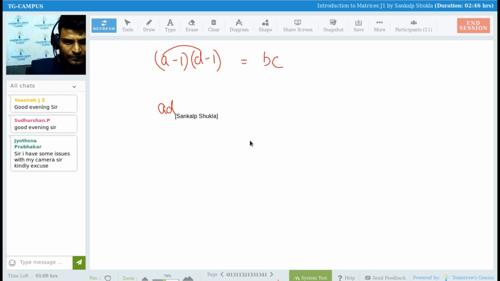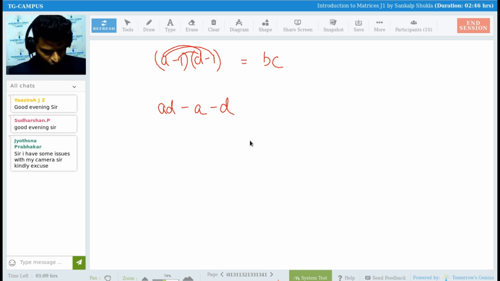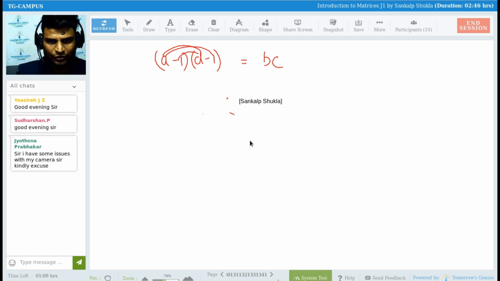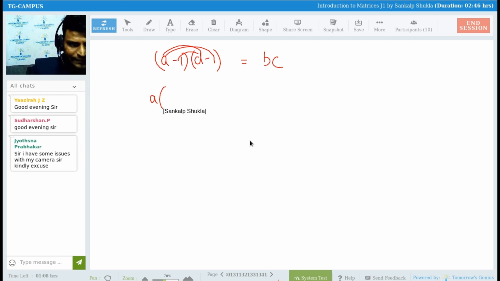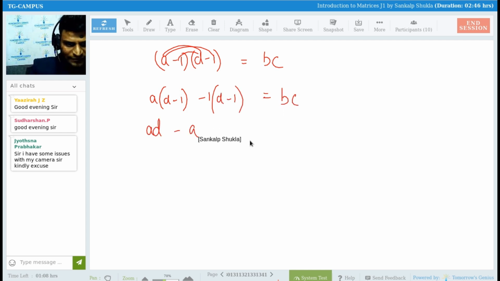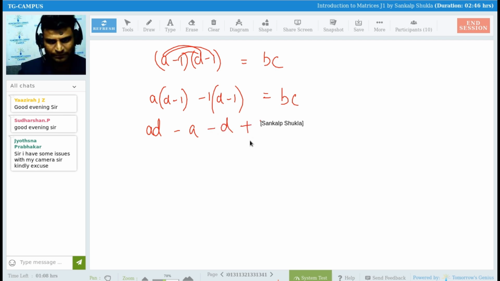It will be AD minus A minus D. No, I think I have multiplied it wrong. See, it will be A times D minus 1 minus 1 times D minus 1, is equal to BC. So it will be AD minus A minus D plus 1 is equal to BC. Oh, I was doing right.